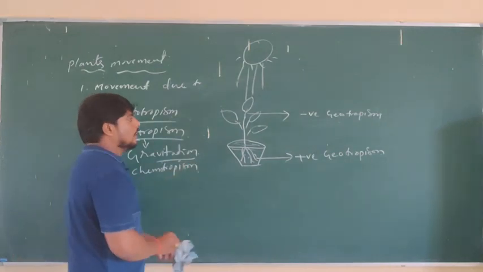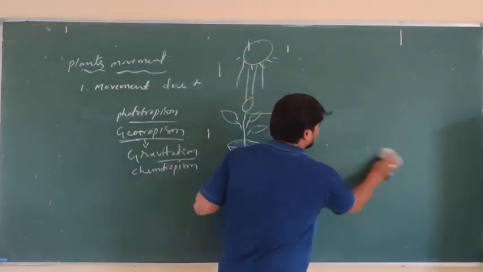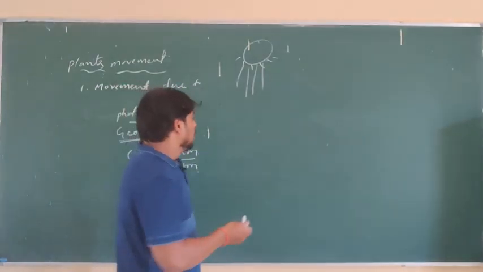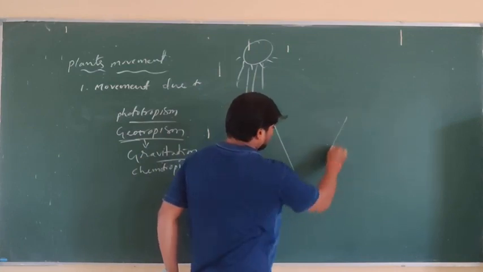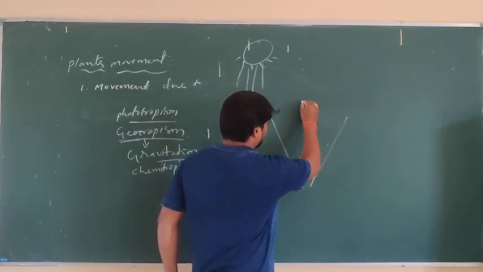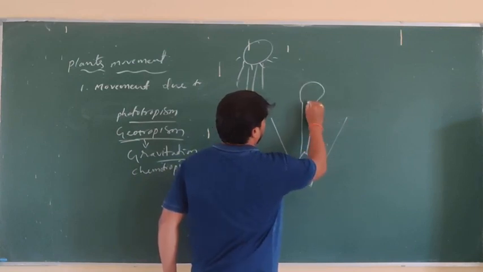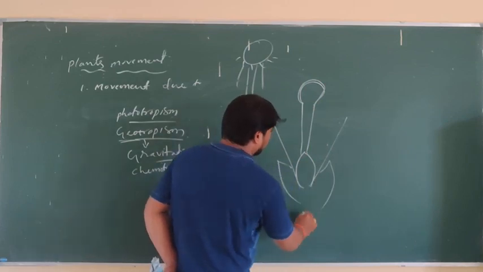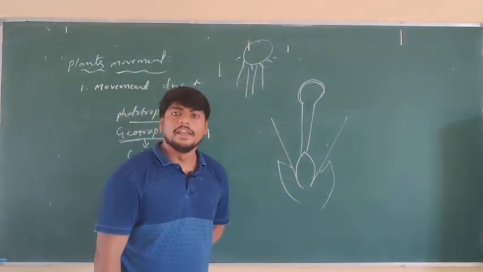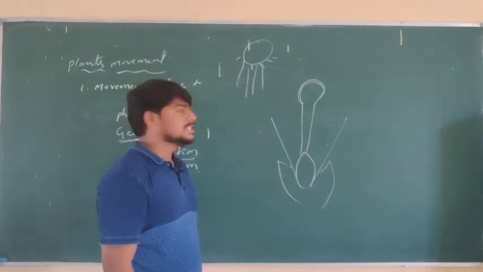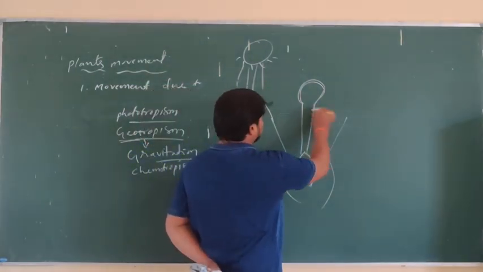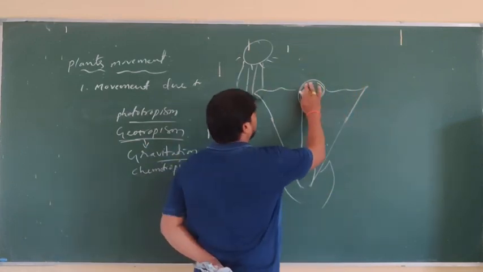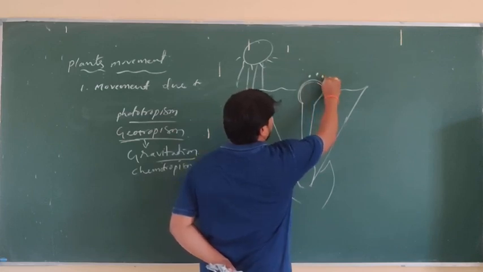Next, chemotropism. We have seen this in reproduction, especially in plants. During reproduction in flowers, what is happening here? Transfer of pollen grain is occurring. The pollen grains are transferred onto the stigma.